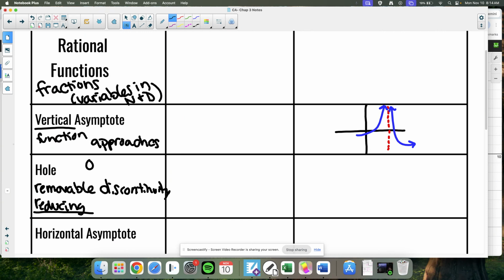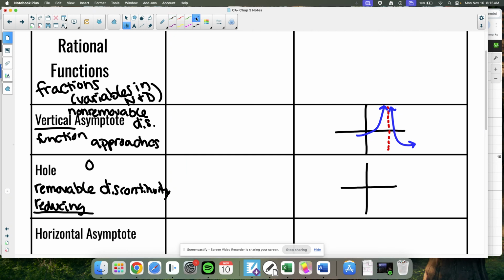Did anybody run across what a vertical asymptote is considered? These are considered non-removable discontinuity. So they're both discontinuous. The idea about a function being continuous is you should be able to draw the entire thing without lifting up your pencil. If you have a vertical asymptote, you're going to have to lift up your pencil to go to the other side of it.